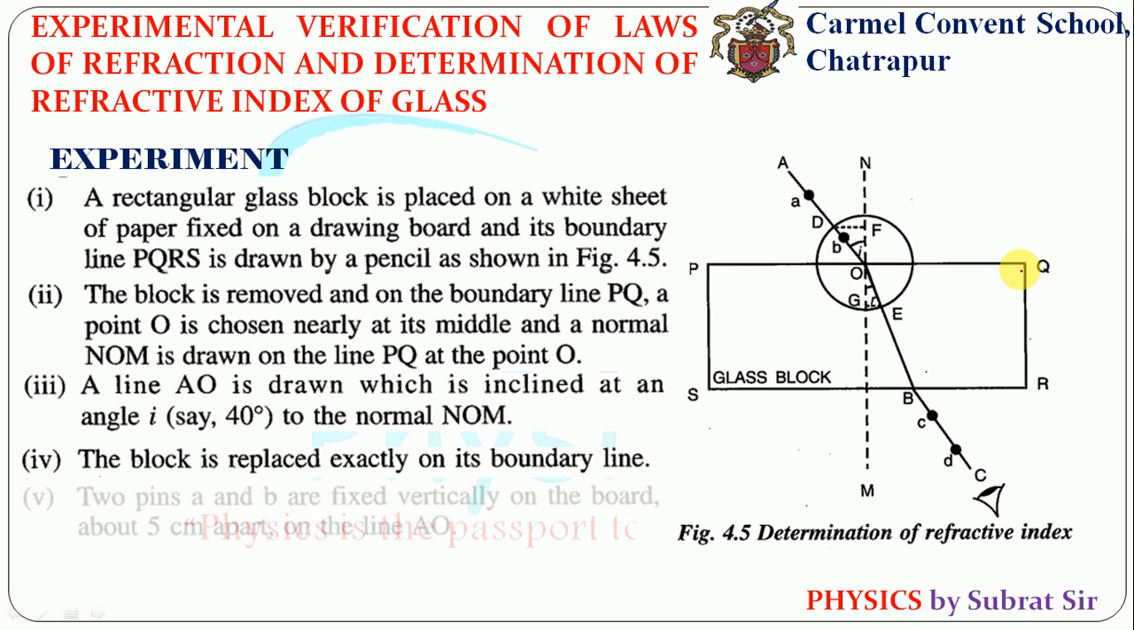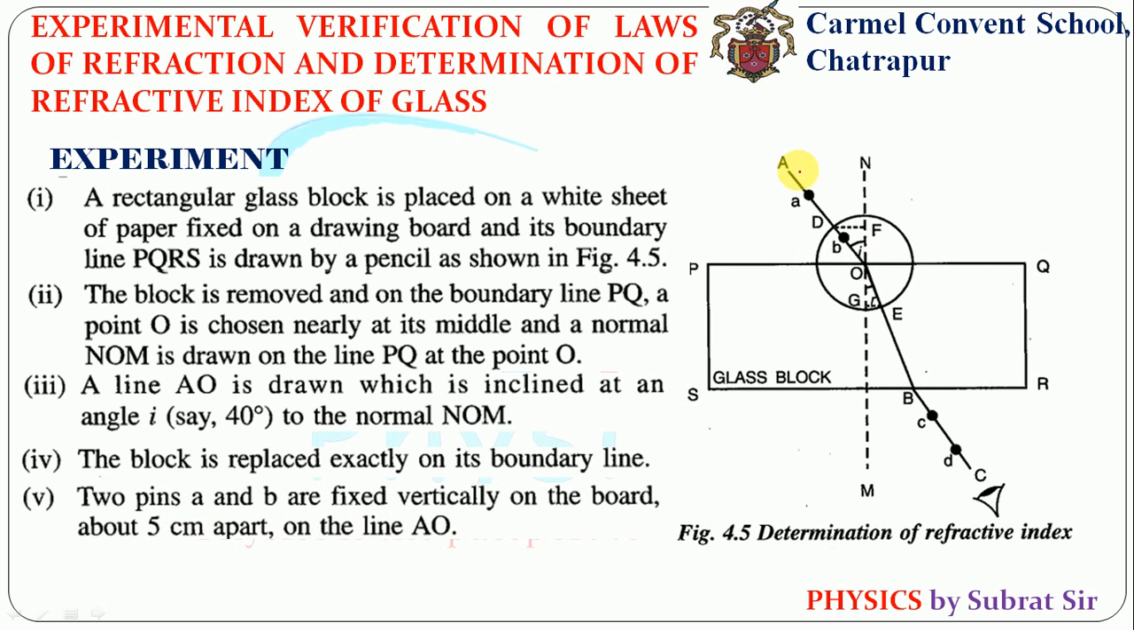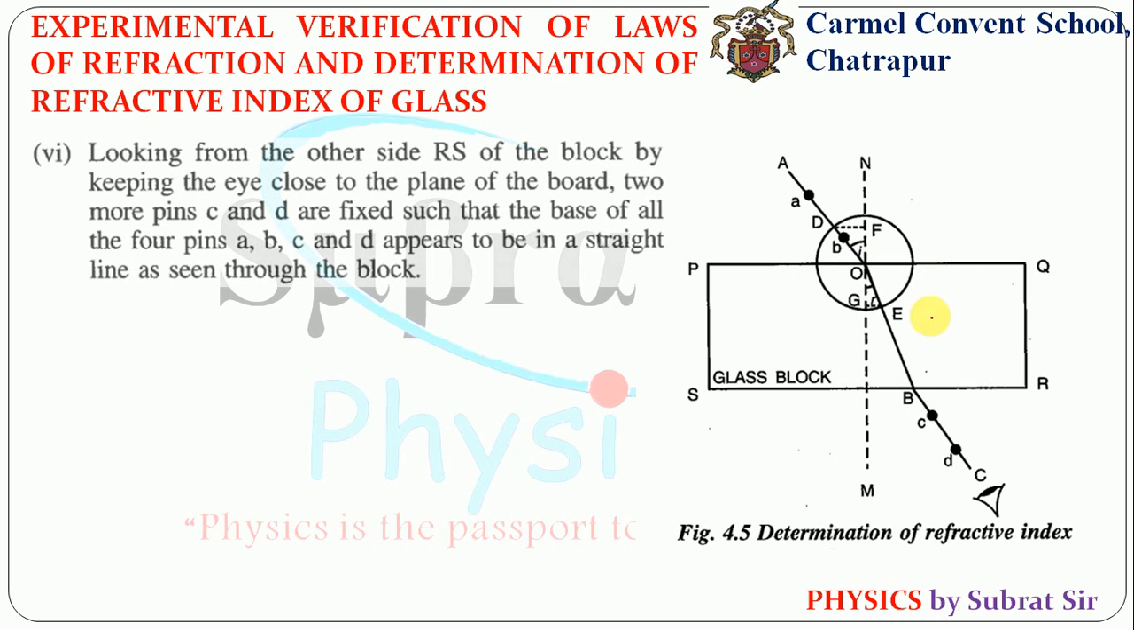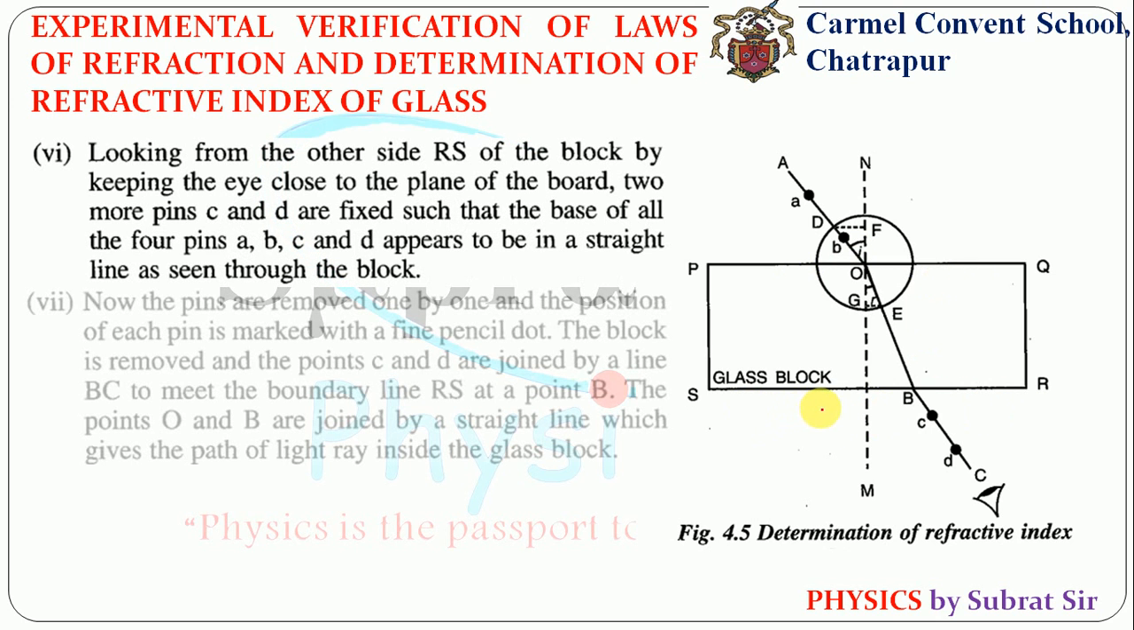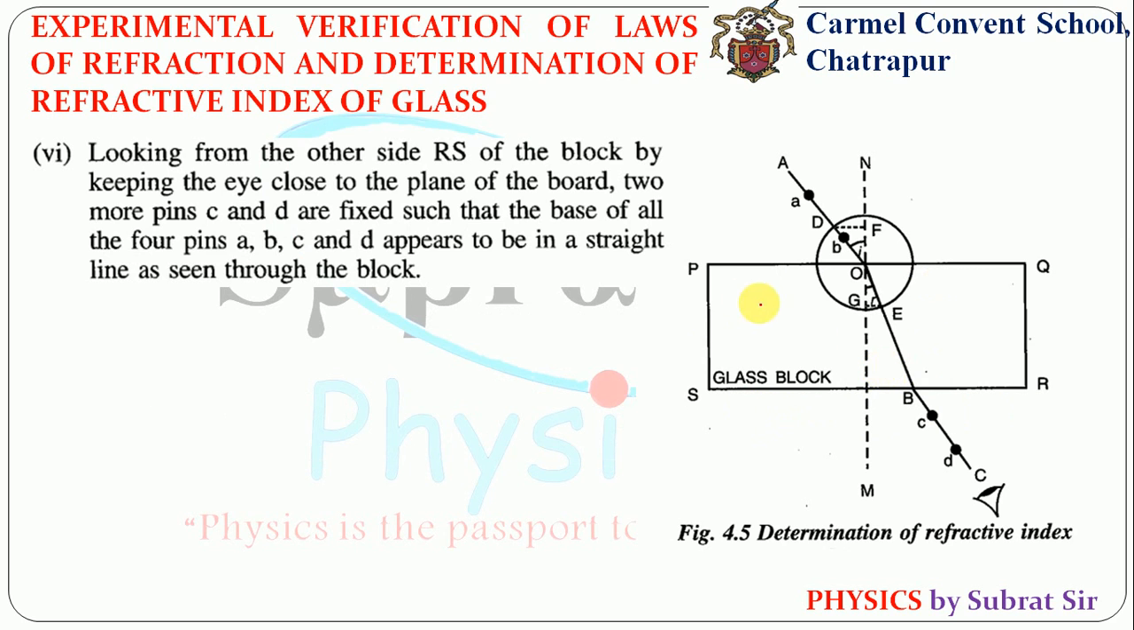Then two pins A and B are fixed on the line AO. Then looking from the other side, S and R, keeping the block in place, we have to place the pins C and D, seeing from this side RS, and make sure the four pins are in a single line.